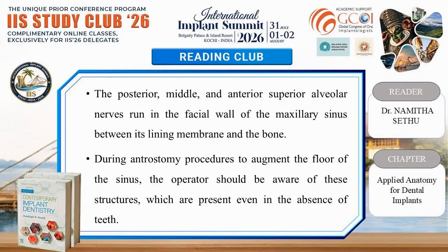Posterior, middle and anterior superior alveolar nerves run in the facial wall of the maxillary sinus between its lining membrane and the bone. During antrostomy procedures, to augment the floor of the sinus, the operator should be aware of these structures, which are present even in the absence of teeth.